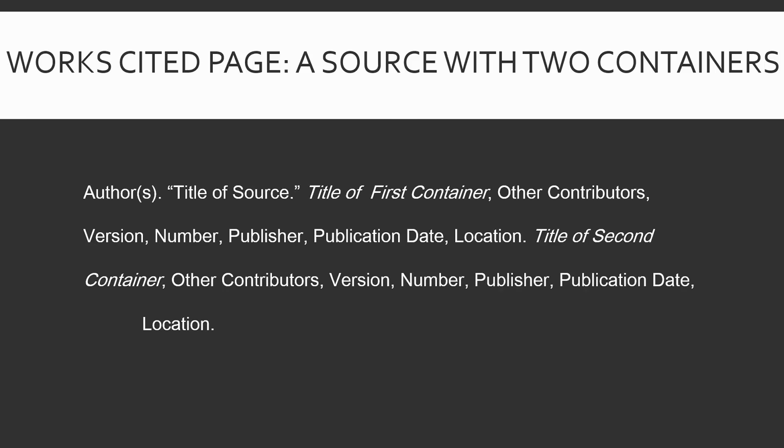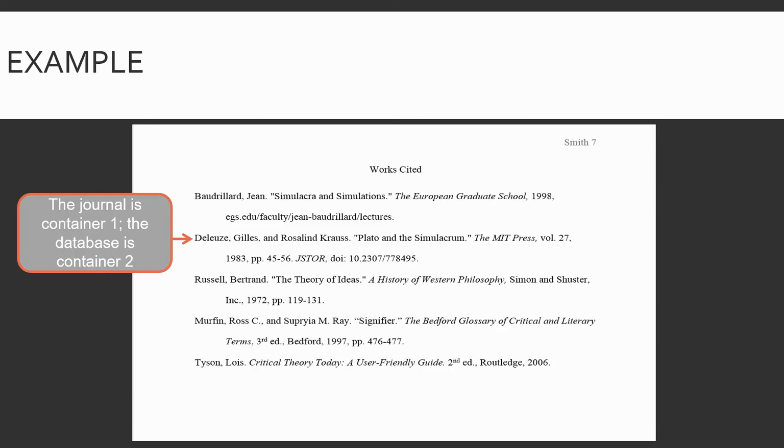The final source type is a source within 2 containers. This citation begins like the source within a container with the author or authors, the title of the source, the container, contributors, and so on, with a period following the first location. If the source has a second container, after the first location, cite the second container by beginning the pattern again at the container element, and then follow the pattern in the same manner, ending with the location of the second container. Here is an example of a source with 2 containers.